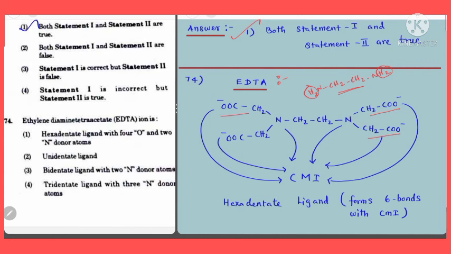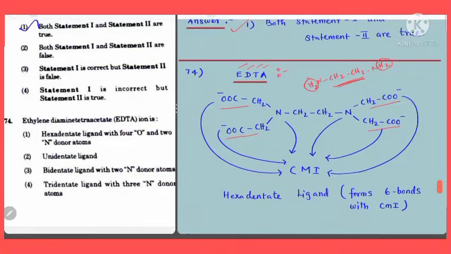So in the ethylenediamine molecule there are 4 acetate groups. That's why it is ethylenediaminetetraacetate. Now this acts as a ligand, in the sense an electron donor, otherwise a Lewis base. And it has 6 donor atoms.